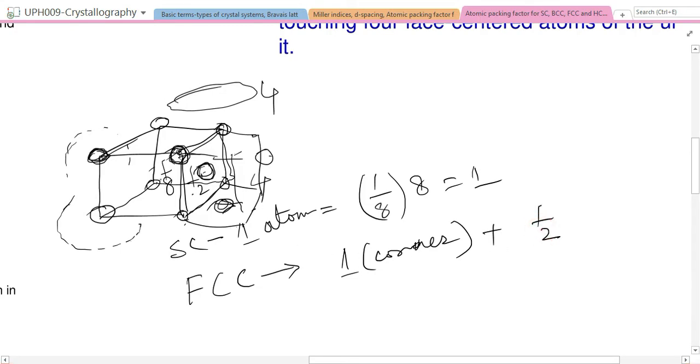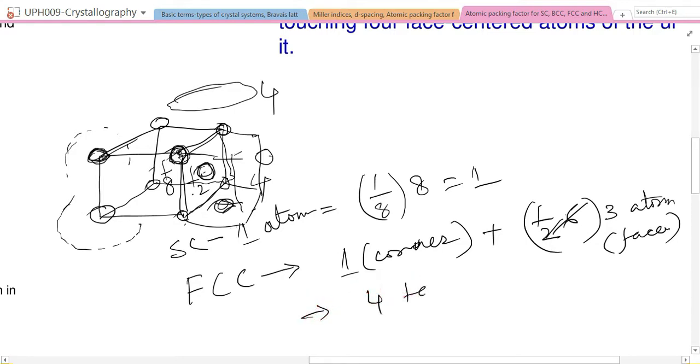So how many such face atoms are there? 6 different faces, so 6 different face atoms. So that means in total 3 atoms here, and these are face atoms. Effectively 3 face atoms and 1 corner atom. Altogether 4 atoms are there in a face-centered cubic system.